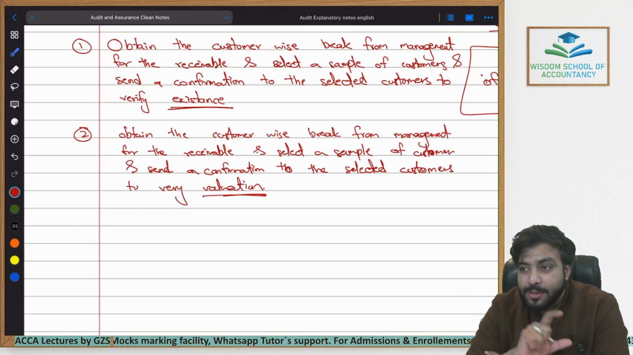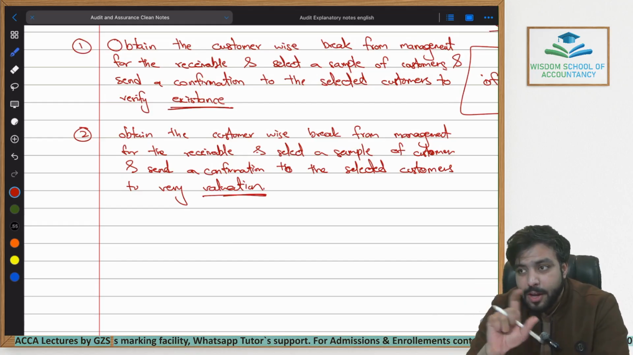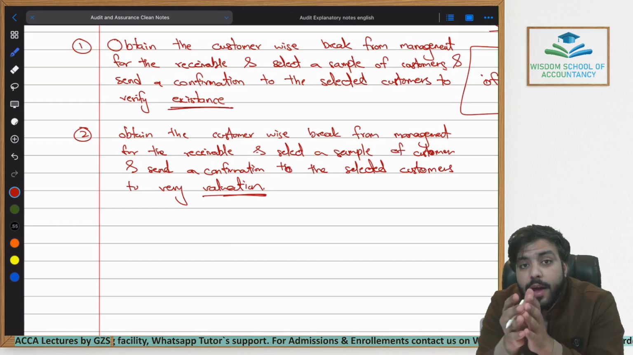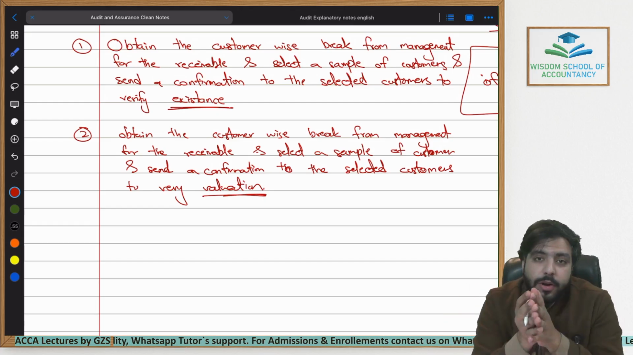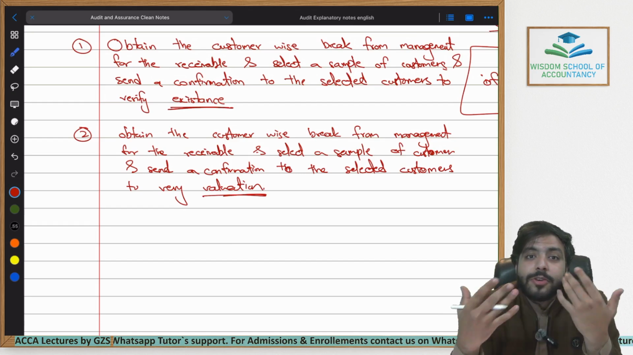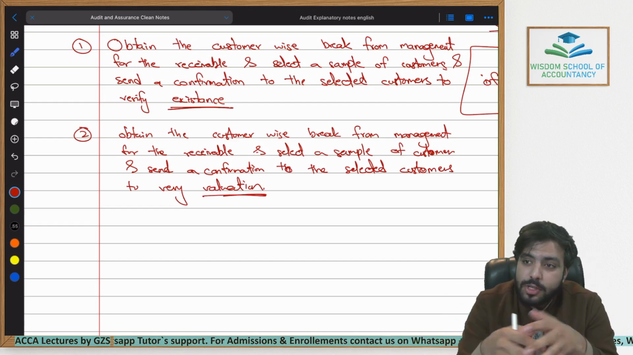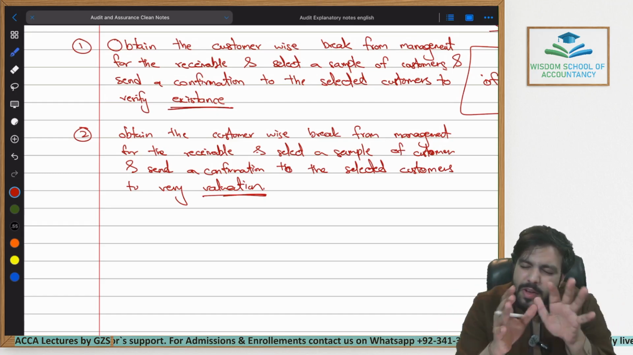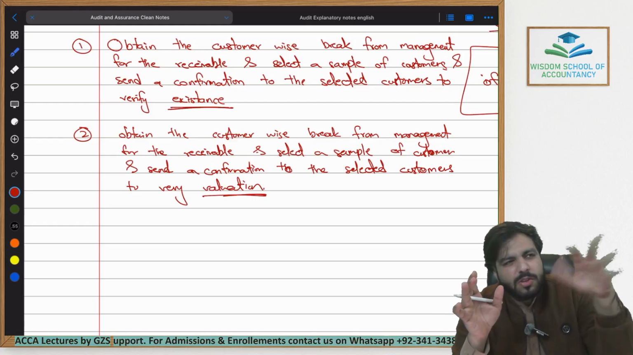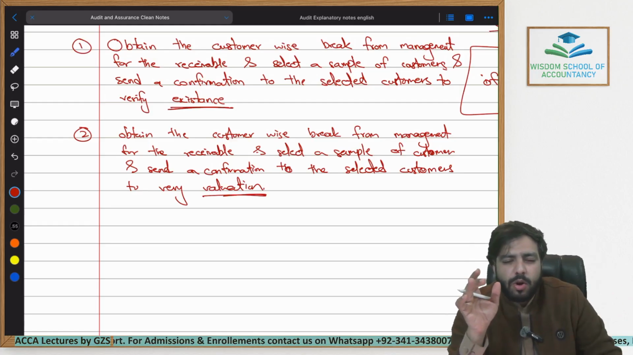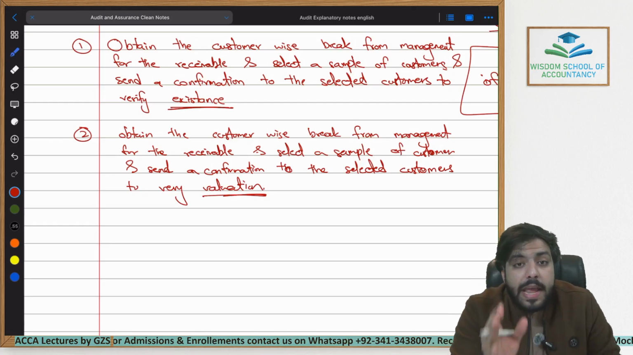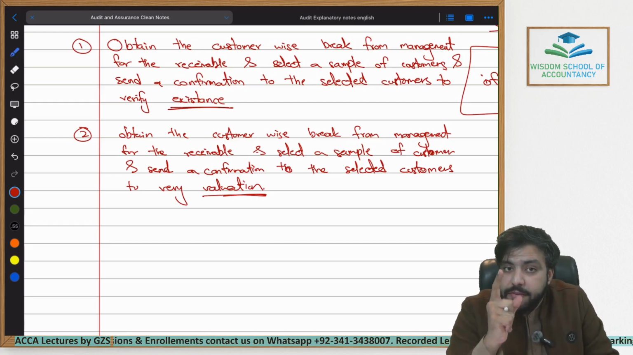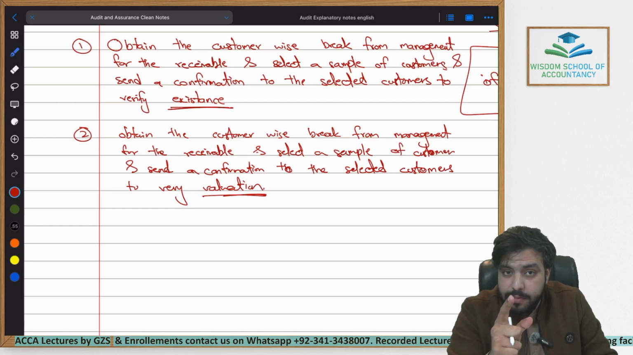Nah. Because if you send too many confirmations to the same customers or even to other customers as well, this means you are upsetting the customers of the company you are auditing. Maybe because you send out so much information to them, you took so much of their time, the customers of this company will say, we are not going to do business with this company anymore because the auditors of this company disturb us a lot. Same type of procedure cannot be performed to verify different assertions. Please keep this in mind.